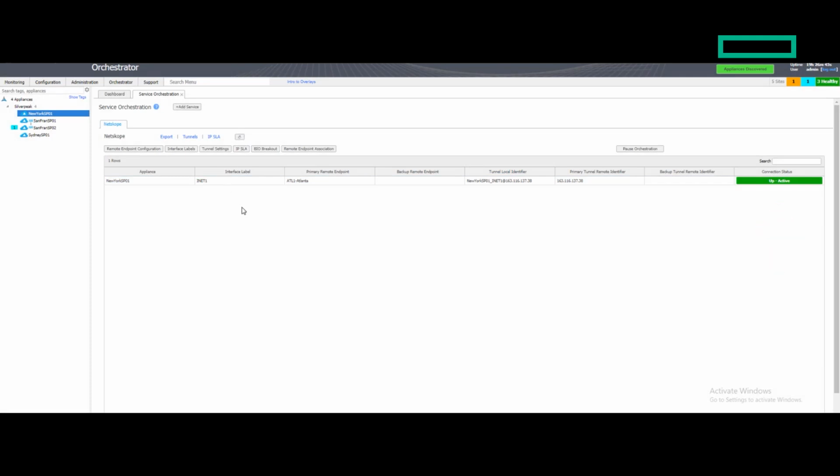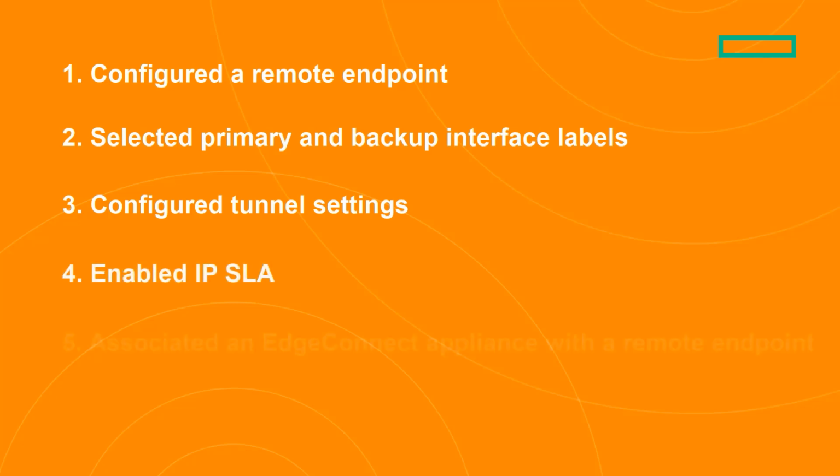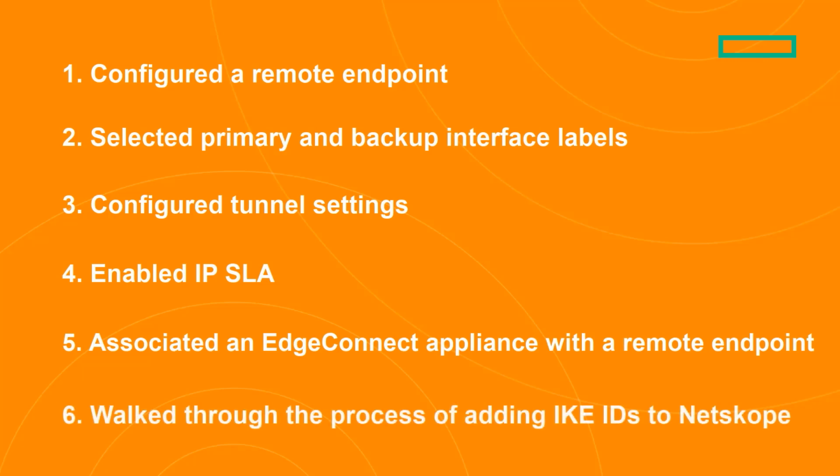In this video, we showed you how to use the Service Orchestration feature to integrate with Netskope, a third-party provider. We configured a remote endpoint, selected primary and backup interface labels, configured the tunnel settings, enabled IPSLA, associated an Edge Connect appliance with a remote endpoint, and we also walked through the process of adding the local tunnel identifiers, or IKE IDs, to Netskope. You can apply this same procedure to other third-party service providers.